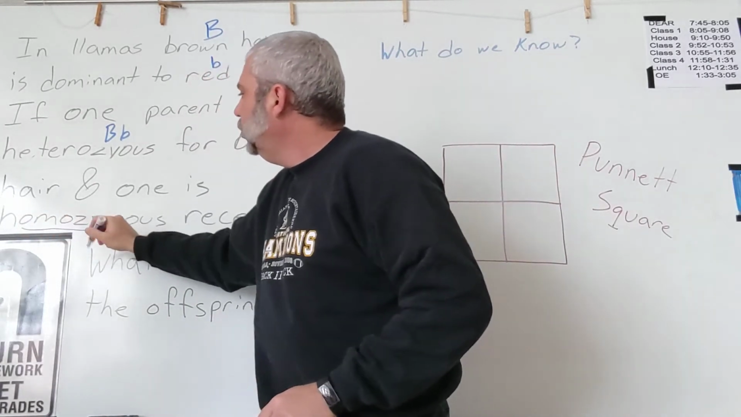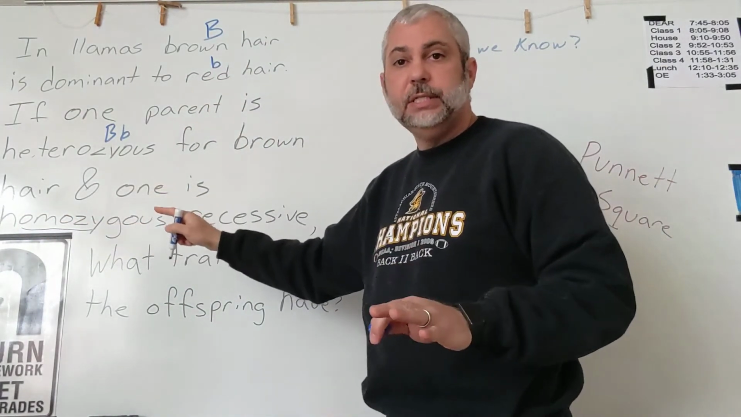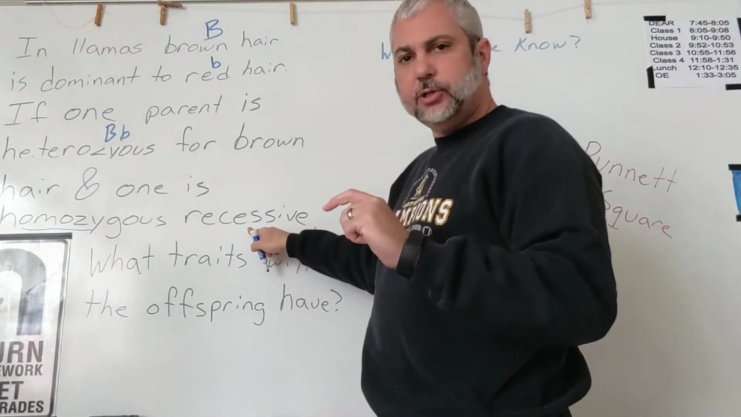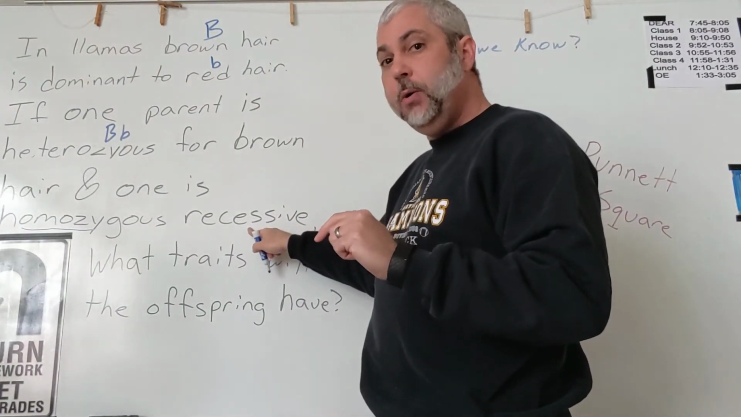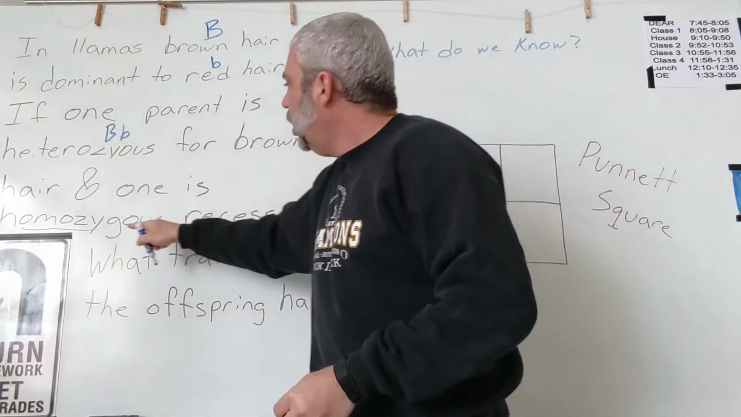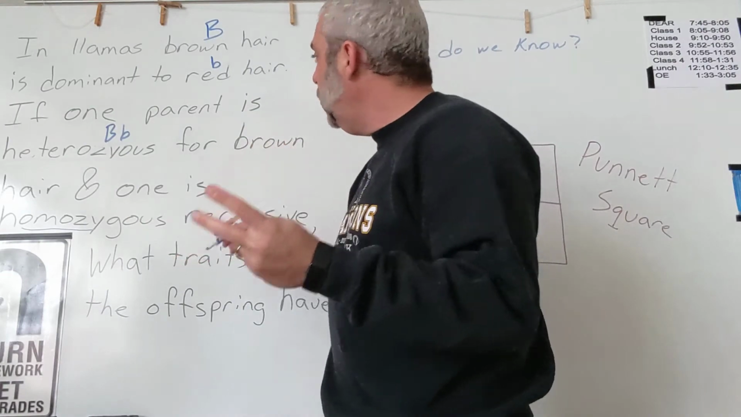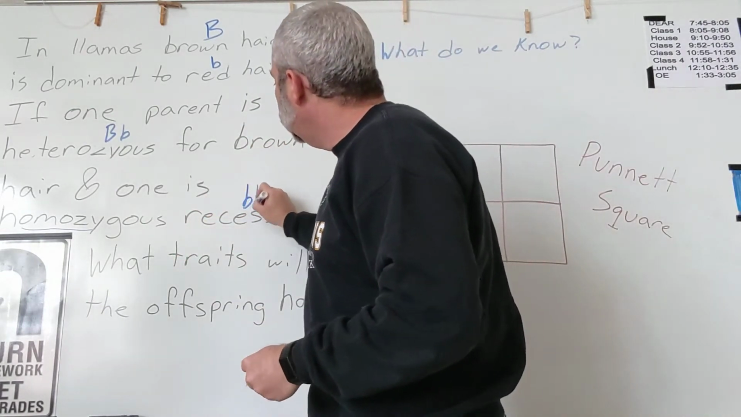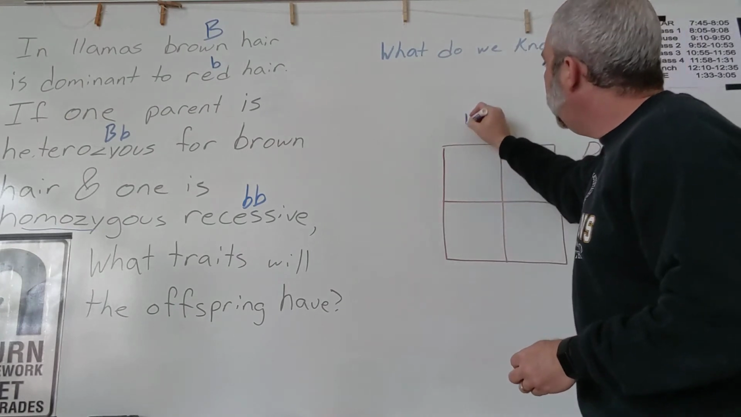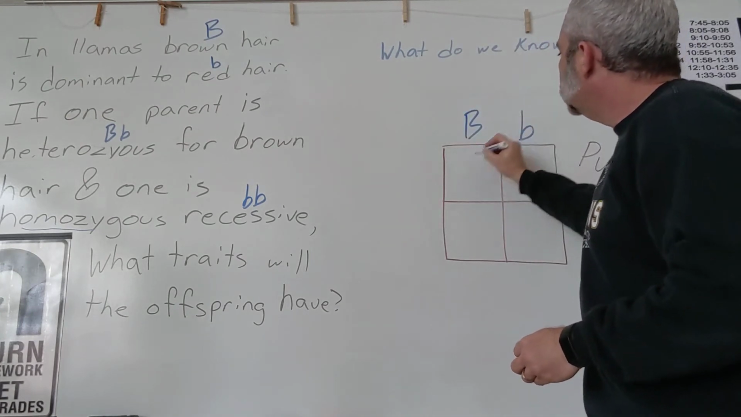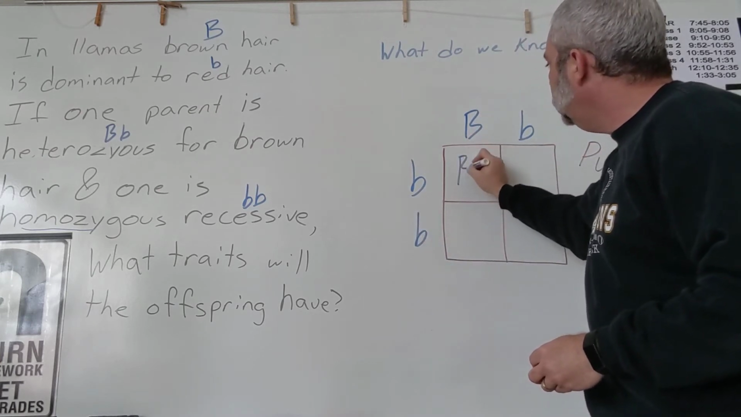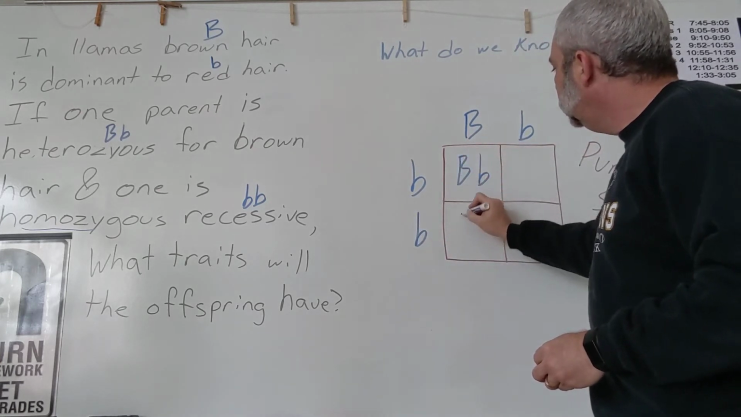Homozygous, we know that homo means the same. Recessive means that trait that doesn't always show up. It stays hidden, and so we use the little letter. And so homozygous means two of them, so that would be little b, little b. So let's put our parents' genotypes and fill in the square. So we bring down the big B and little b.